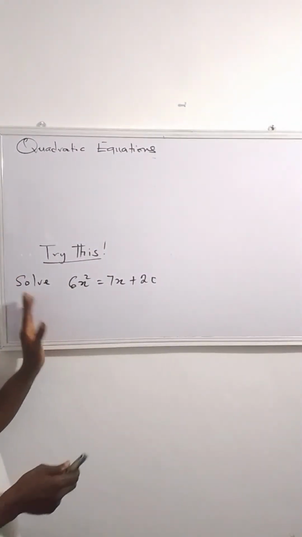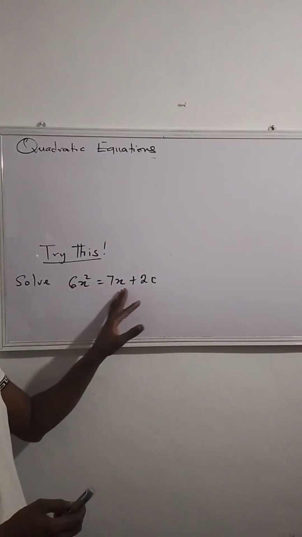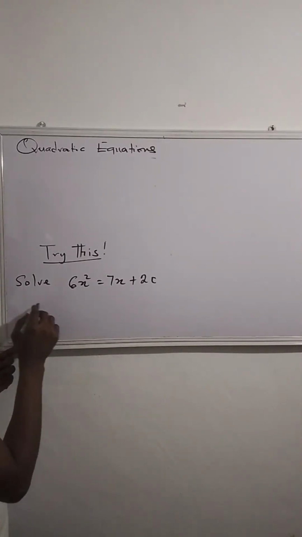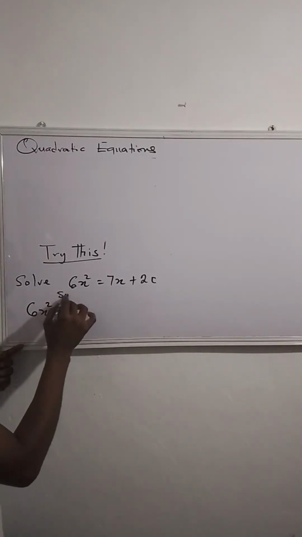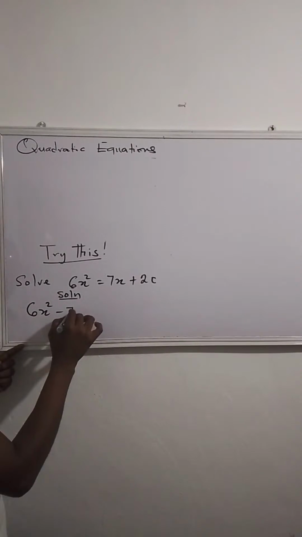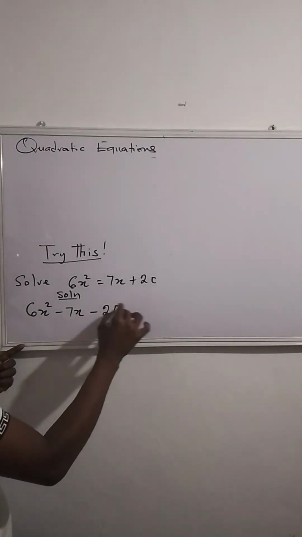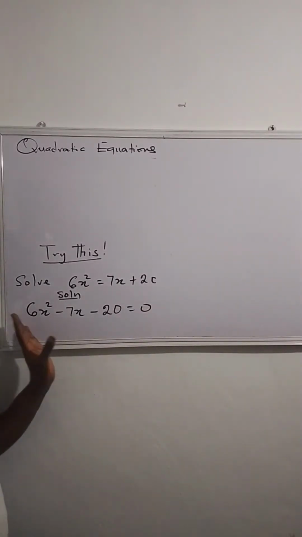Now you have 6x squared equals 7x plus 20. So how do we go about this? We have 6x squared. Now you are going to rearrange. So this comes to this side, we have minus 7x. This moves here, we have minus 20 equals 0. Okay? Now, what's the next thing to do?